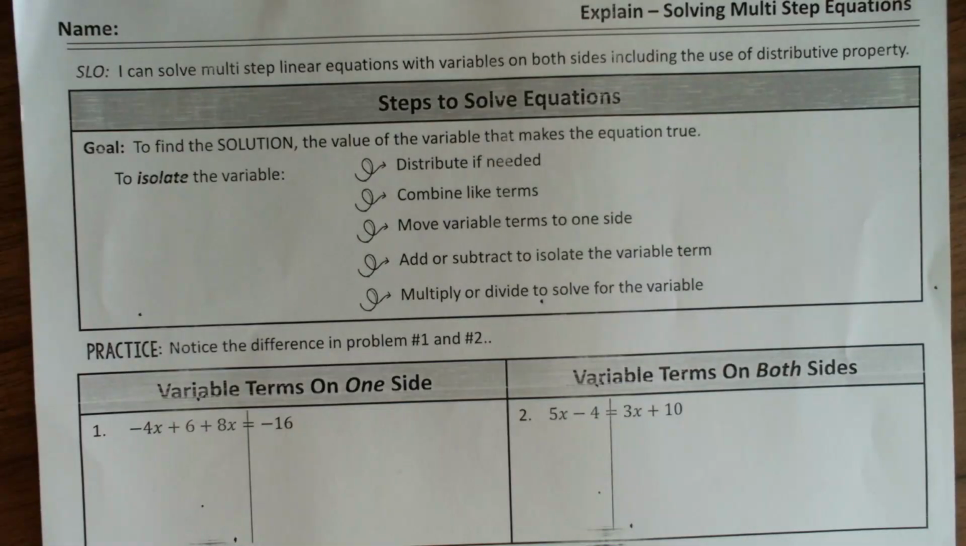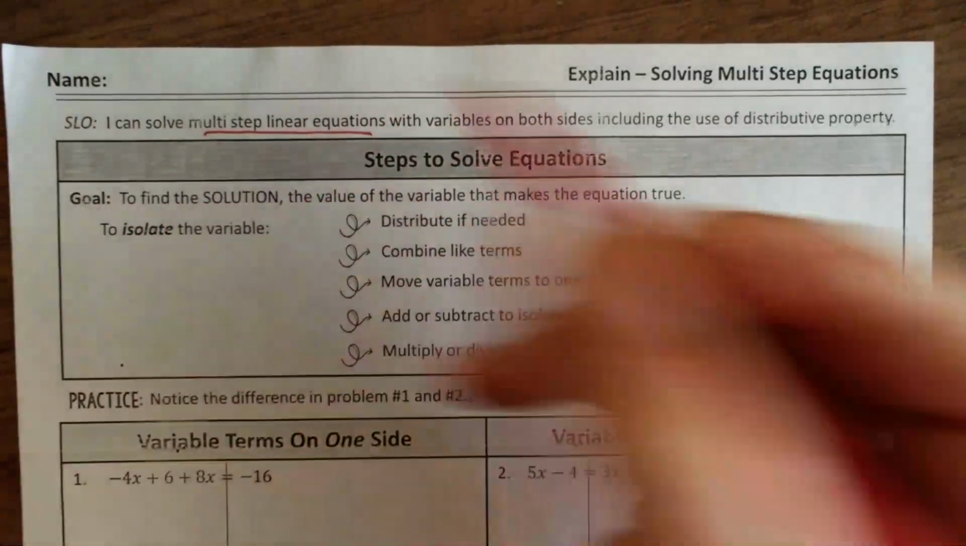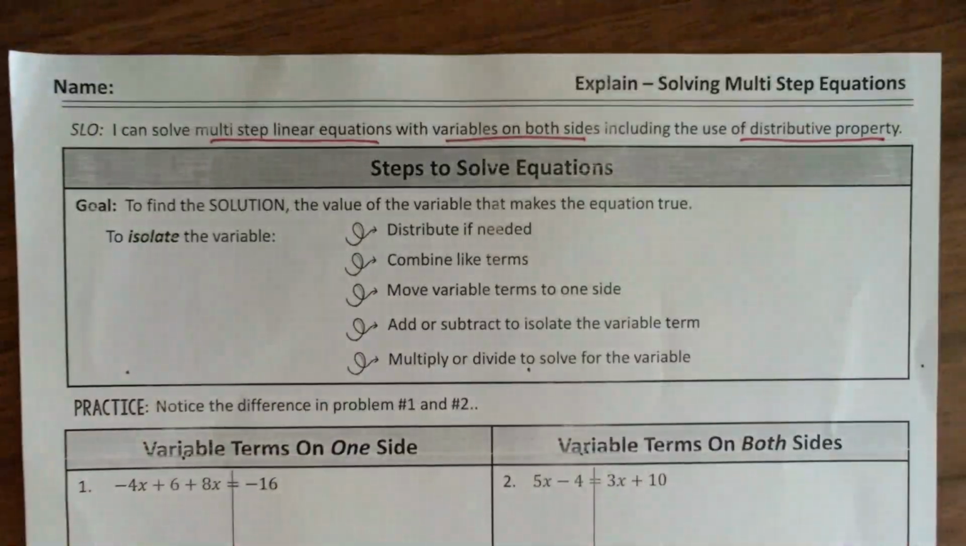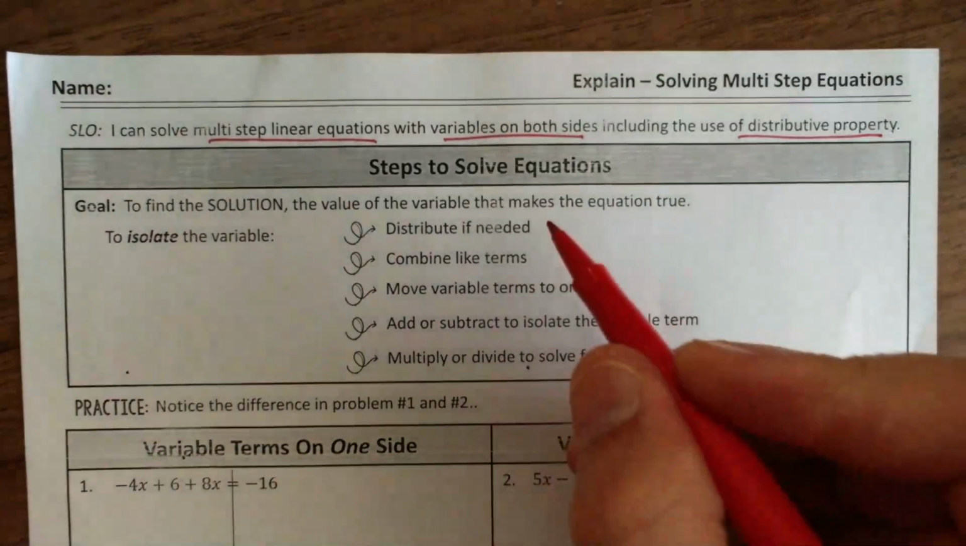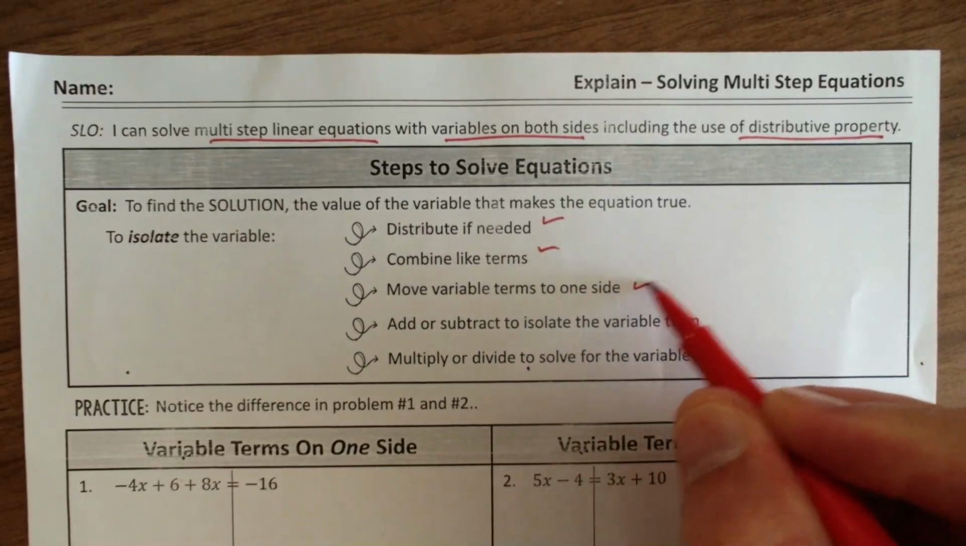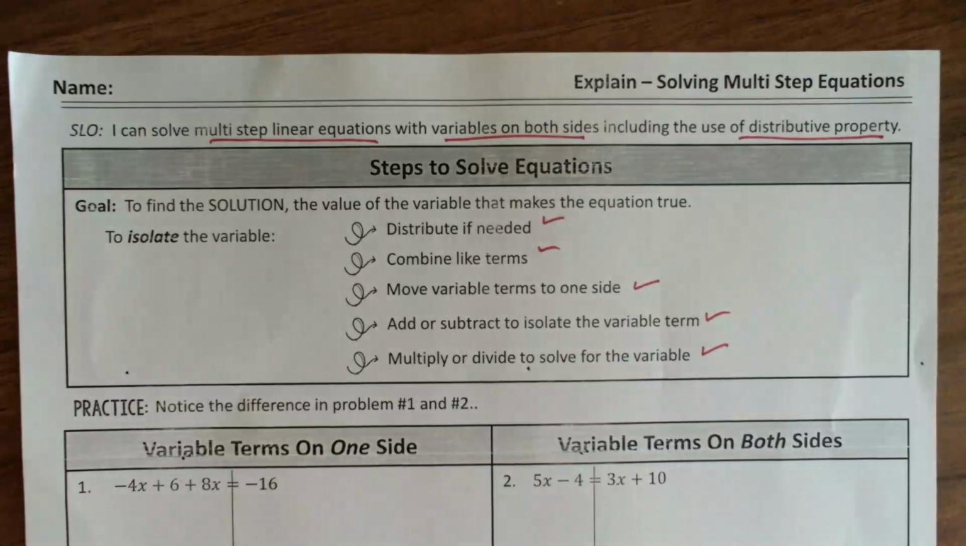Okay, so today we're looking at how to solve multi-step equations with variables on both sides. The goal of today's lesson is that you can solve multi-step linear equations with variables on both sides, including the distributive property. So we will have distribution, we will have combining like terms, we will move the variable to one side, add, subtract the variable term, multiply or divide by the variable.